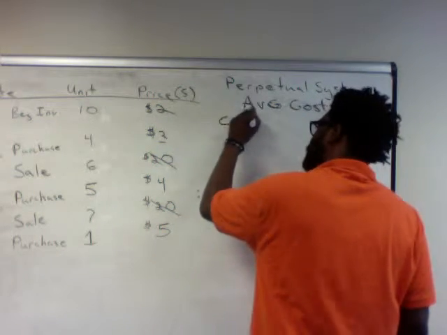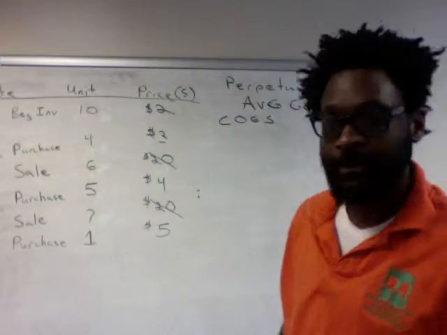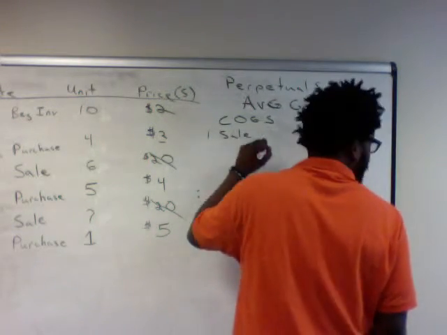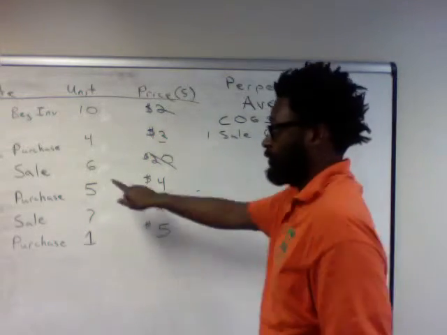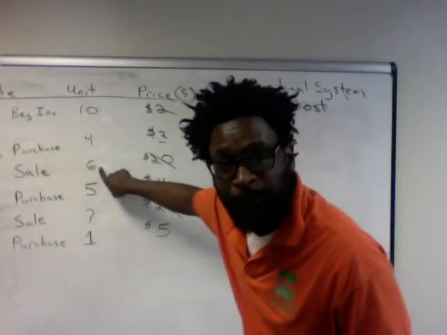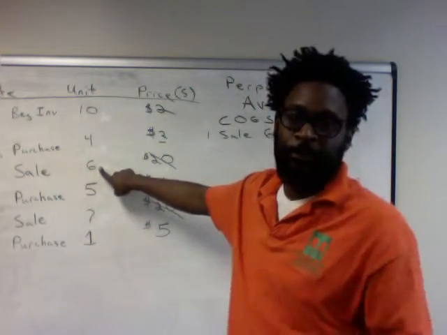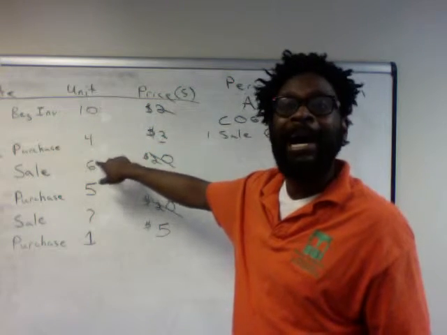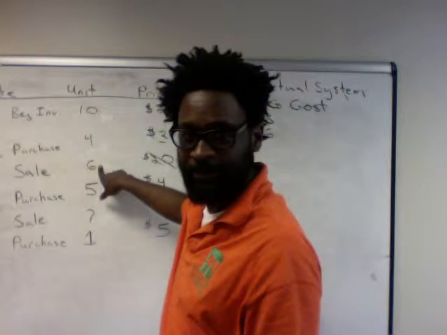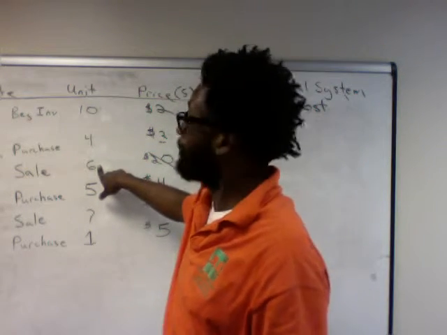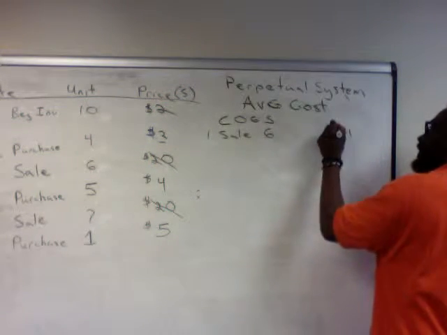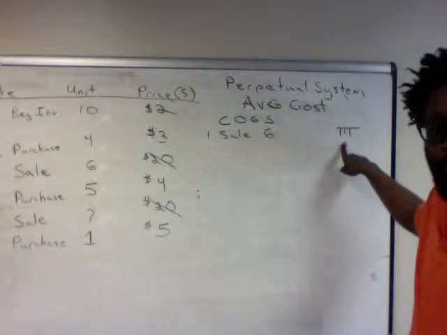Always start with your cost of goods sold first. Always start with the first sale. We already know our first sale was 6 units. Right here. 6 units right there. Right before you sell, you have to ask yourself this with this method. Right before the sale, how many units do I have available? Always ask yourself that. And the answer is what? 10 plus 4, 14. We're going to put 14 right here because that's your denominator for your calculation.